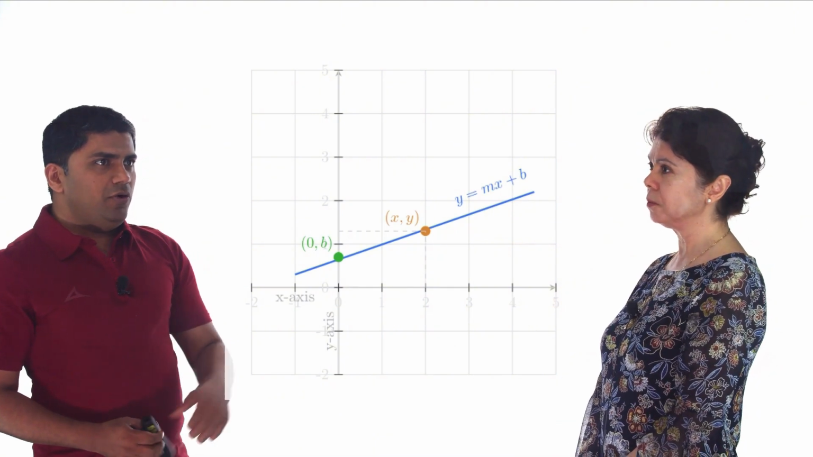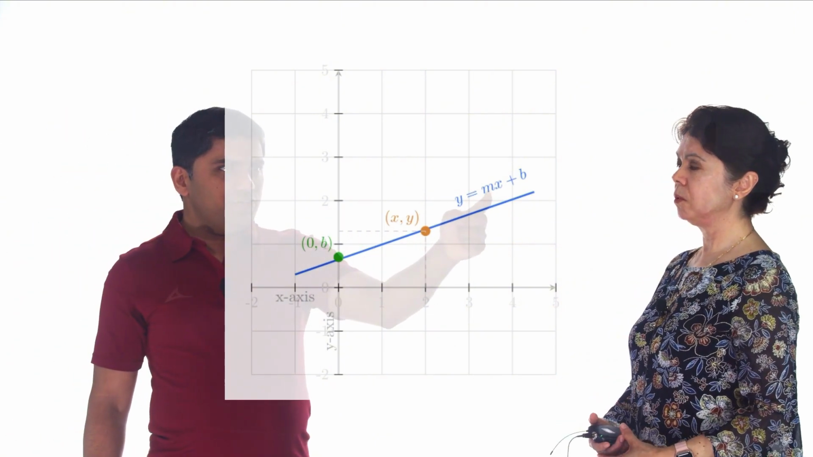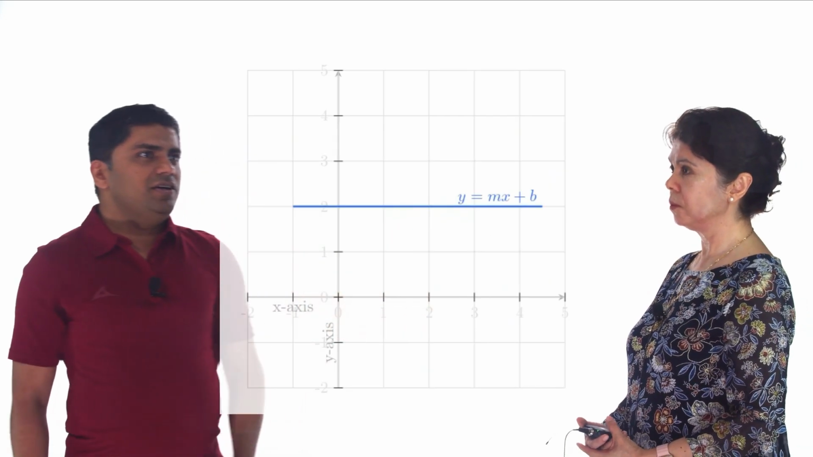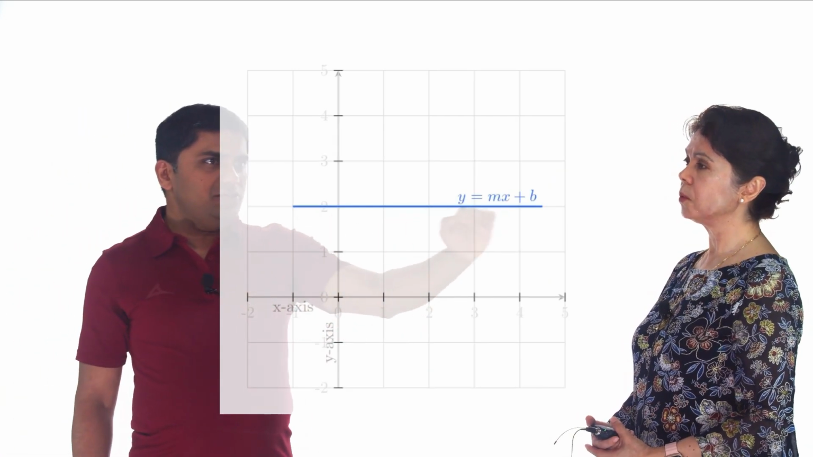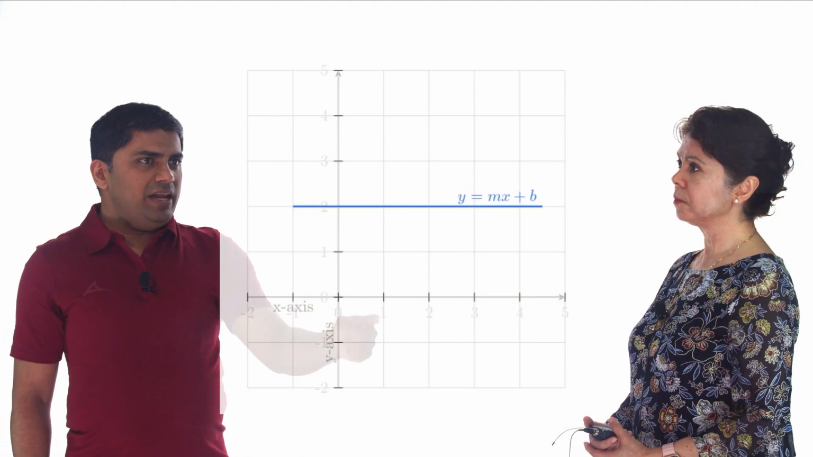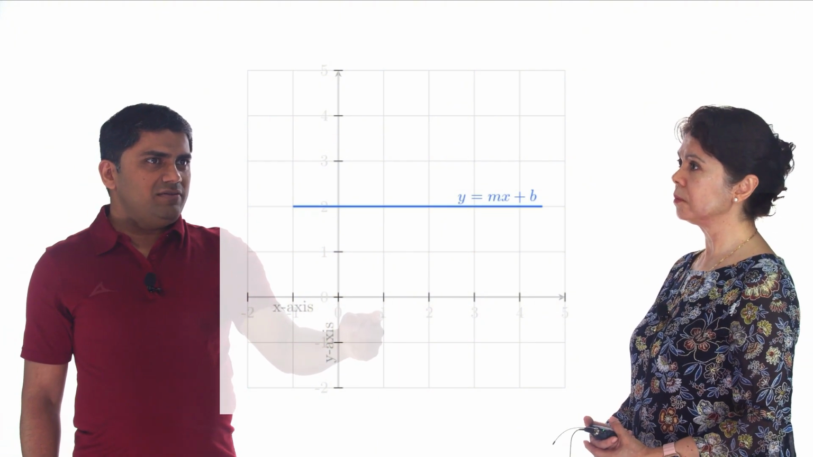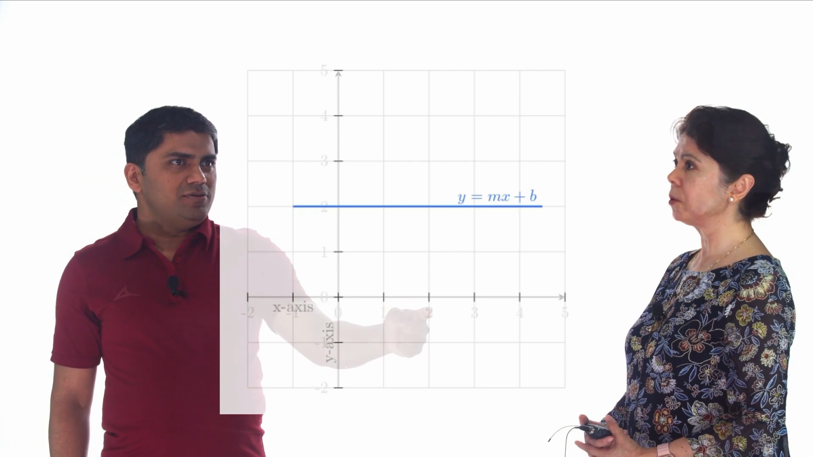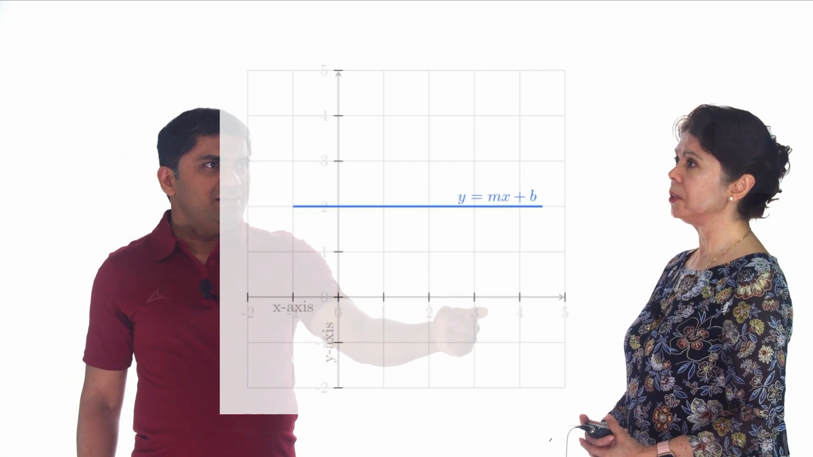Okay, so you want to say what if m is equal to 0? Yes, exactly. m equal to 0 means there is no inclination. We can draw a line like this, no? So what happens here? When x equals 1, what is the value of y? 2. When x equals 2, it's always 2. When x equals 3, it's 2 again.